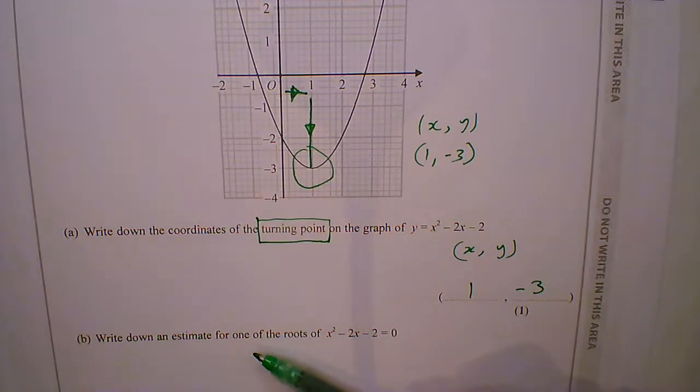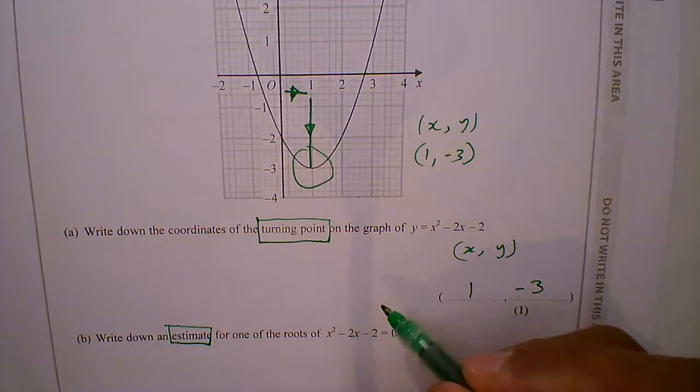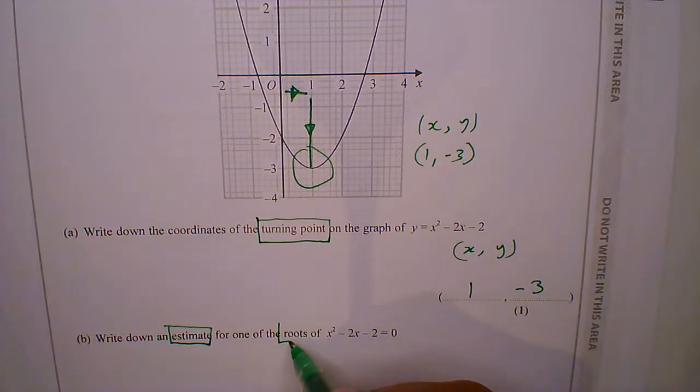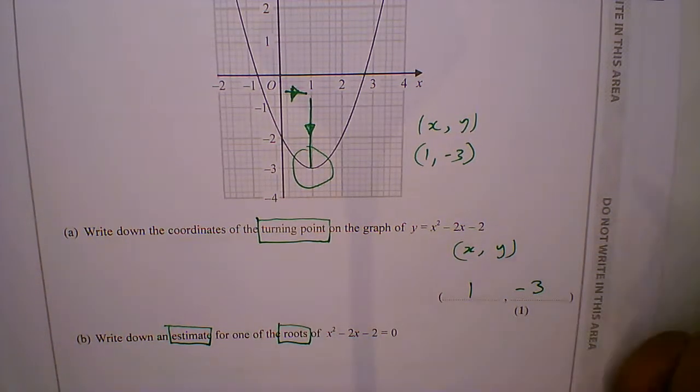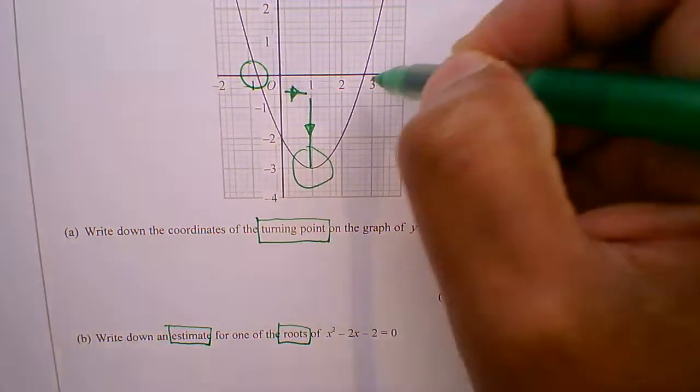So write down an estimate for one of the roots of x squared take away 2x take away 2 equals 0. So what is it? First of all, it's an estimate, so we need to try and be as accurate as we can. And it says one of the roots, so there's more than one root. So what is a root? The root is here and here.